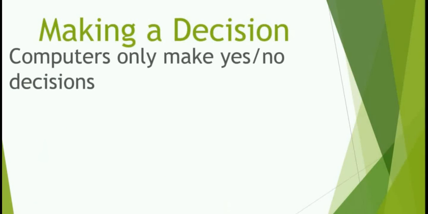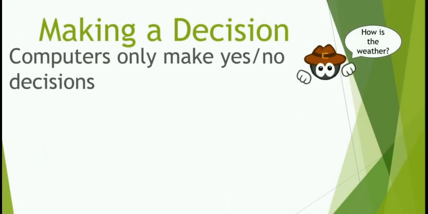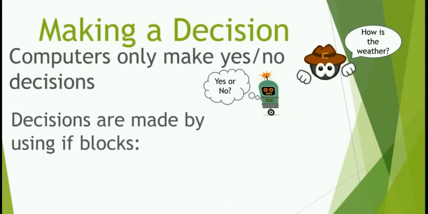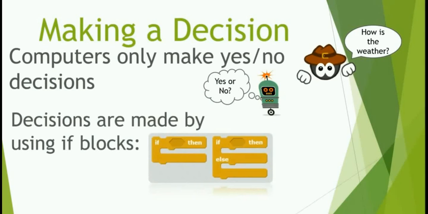So computers only make yes-no decisions. That means that if we ask the question, how is the weather? The computer is really not sure how to answer that because it's not a yes or a no question. So it doesn't know how to make that decision itself. We can use the if blocks in Scratch to say a different question, maybe rephrase it so that it is a yes-no answer.